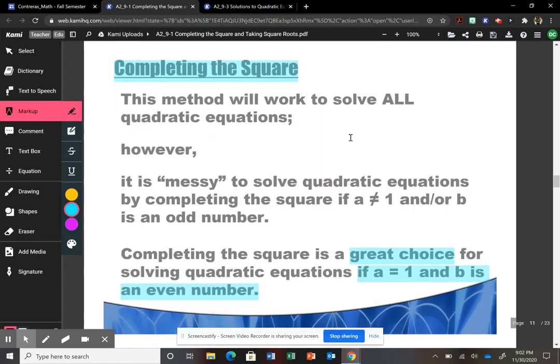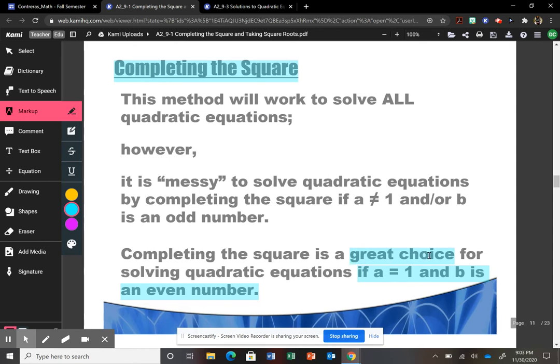Okay, so now we're going to go over the completing the square method. This method will work to solve all quadratic equations. However, it is going to be messy to solve a quadratic equation by completing the square if a is not equal to 1 and/or b is an odd number. So you might say, I can't use factoring, I can't use the square root method, and completing the square might not be a good idea because a is not equal to 1 and b is an odd number. That is when we would use the quadratic formula.